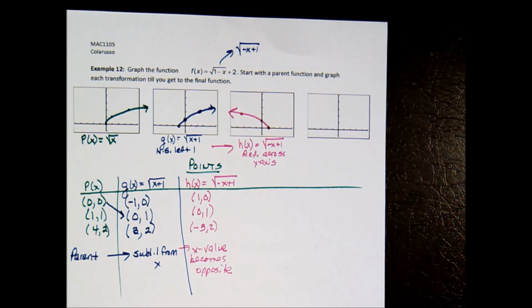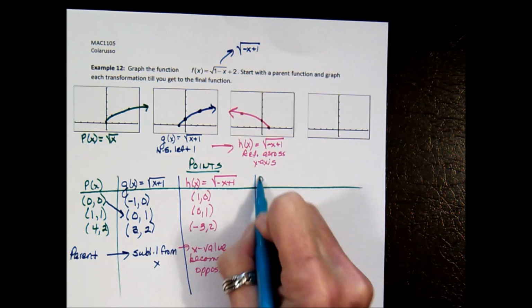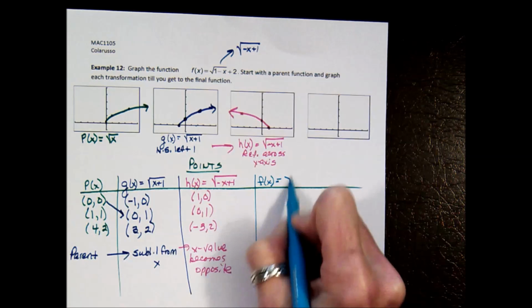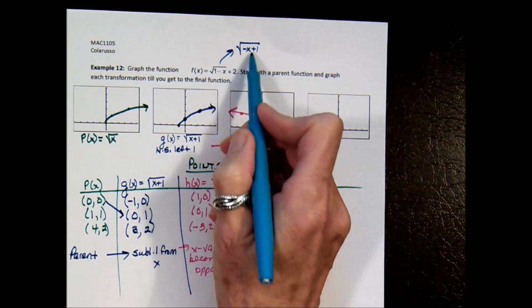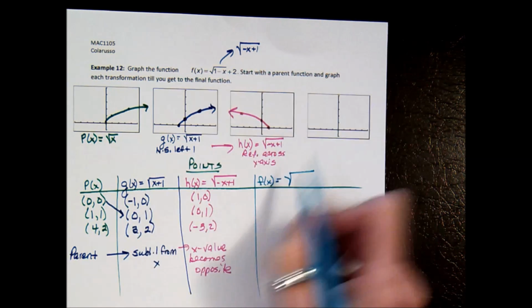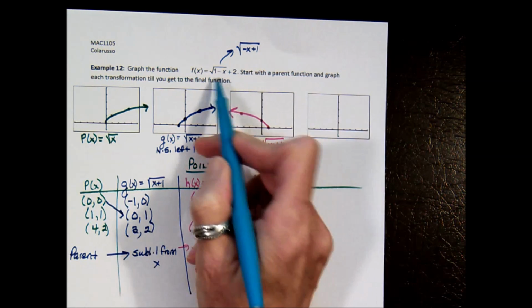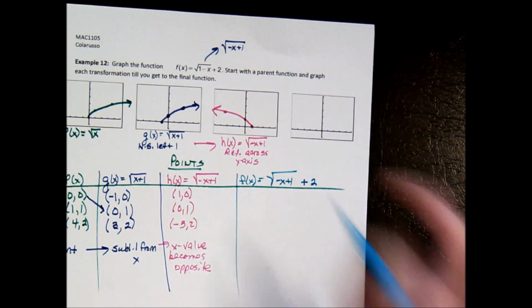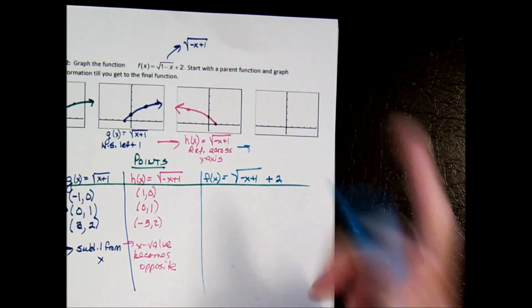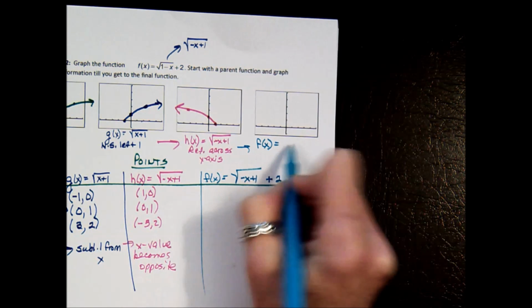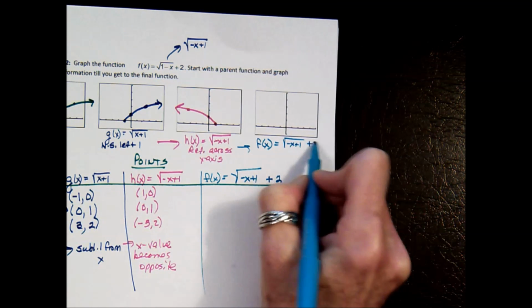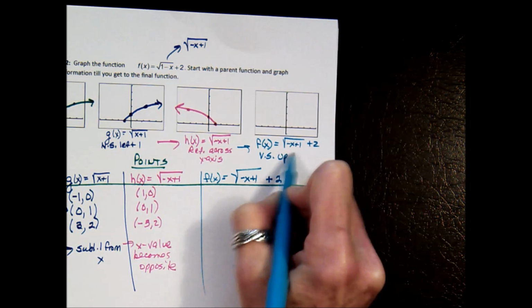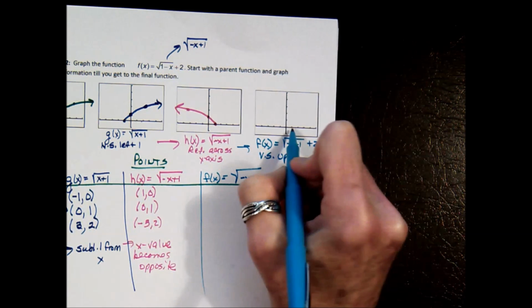Finally, I don't know what color I have left. We'll use this blue. Finally, we're going to graph our f of x, which is, now this is the same as that. So I can leave it like that, negative x plus 1, 1 minus x, same thing. But now I'm going to add a 2 on the end. Well, we know what that does. That is going to be for our f of x equals square root of negative x plus 1 plus a 2 on the end. That is a vertical shift up 2 from here. So it's going to go up 1, 2, and it's going to go like this.